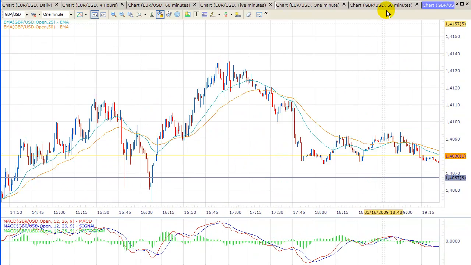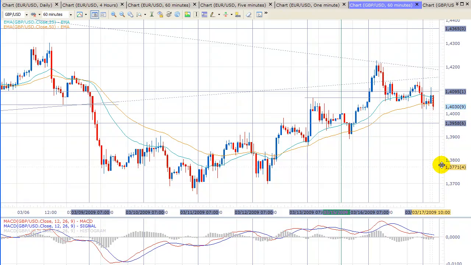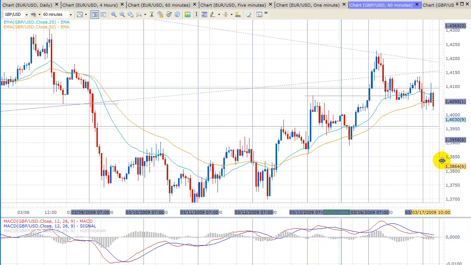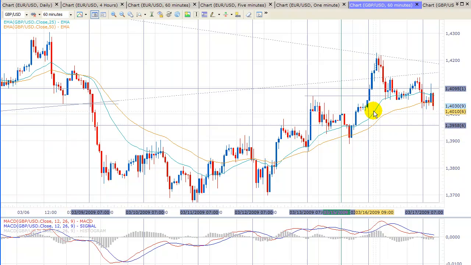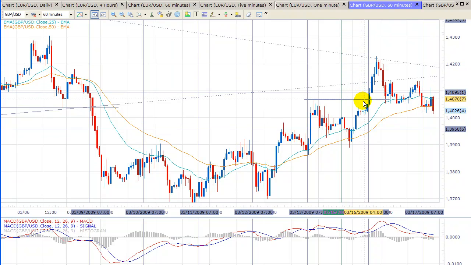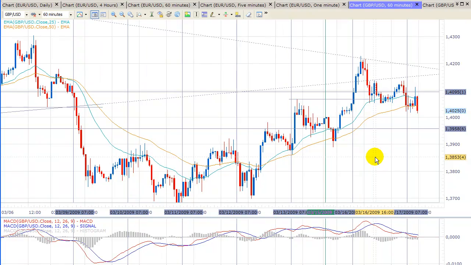Okay, it's gonna take some time. We can see in cable that the price made more or less the same pattern as in euro, but it reached the 42 level from the 40 level in the Asian session. So it was a 200 pip move, very fast, very quickly.